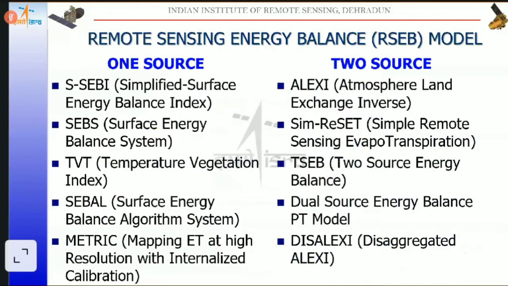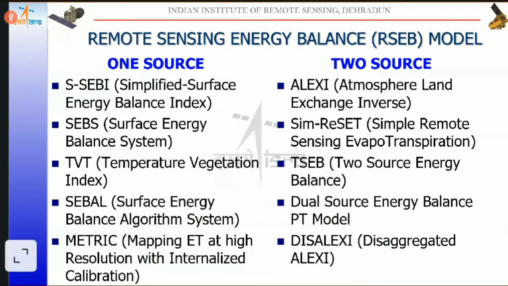Now come to the model types. There are two specific categories: one is the one source model and the other is the two source model. What is the difference between them? The one source model simply uses the crop observations and combinedly defines the evapotranspiration as a single unit.